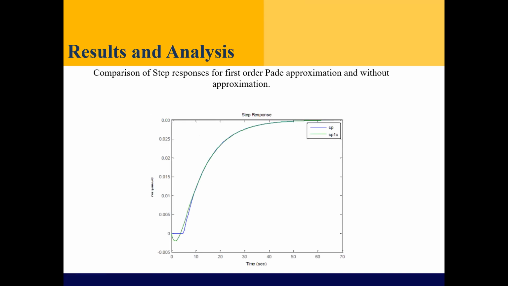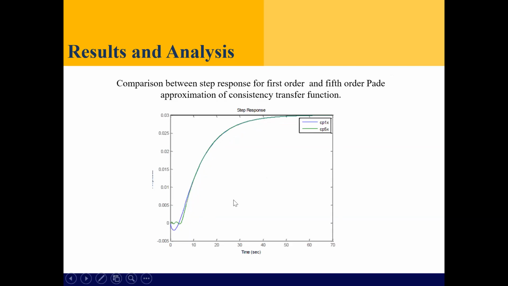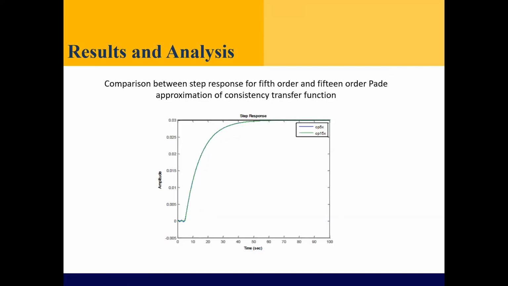In this slide, we are showing the step response for the actual process, represented by the blue curve, and the green curve represents the same transfer function modeled with the help of the first order Padé approximation. We can see they are very close to each other. Then this is a comparison between first and fifth order Padé approximations, with the actual process skipped here. First order and fifth order are also very near, and fifth and 15th are nearly the same. As you can see, in terms of response, the fifth order and 15th order approximations are nearly the same.